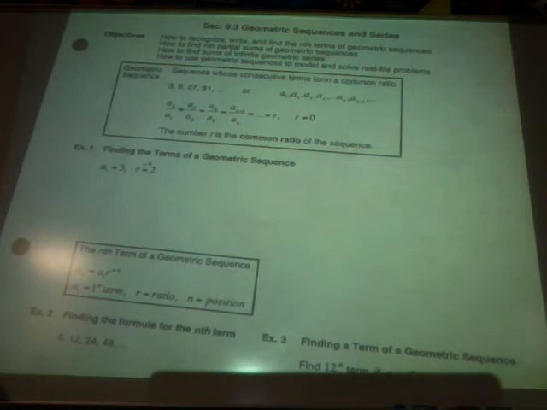And all I have to give you is 2 consecutive terms in the sequence. You can always find that common ratio. But if I give you the second term and the fourth term, it won't be so easy to find. I'll show you how you have to find that on the back.